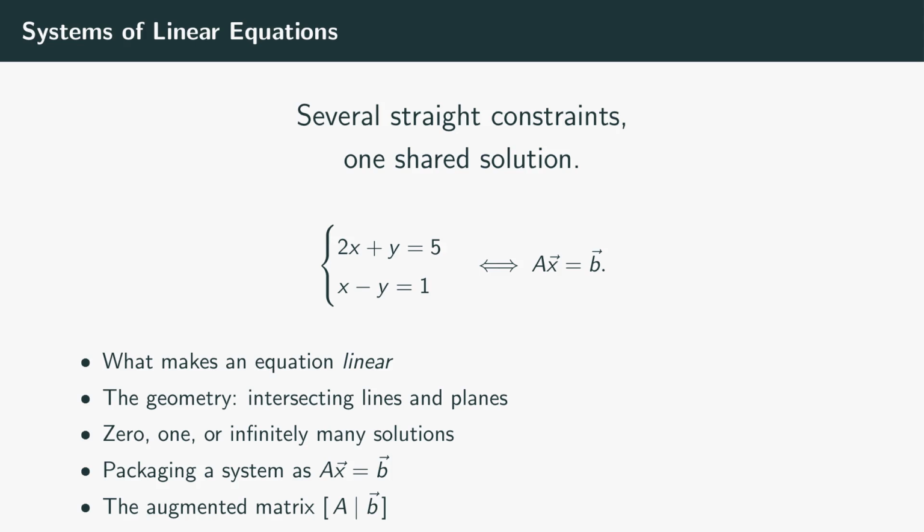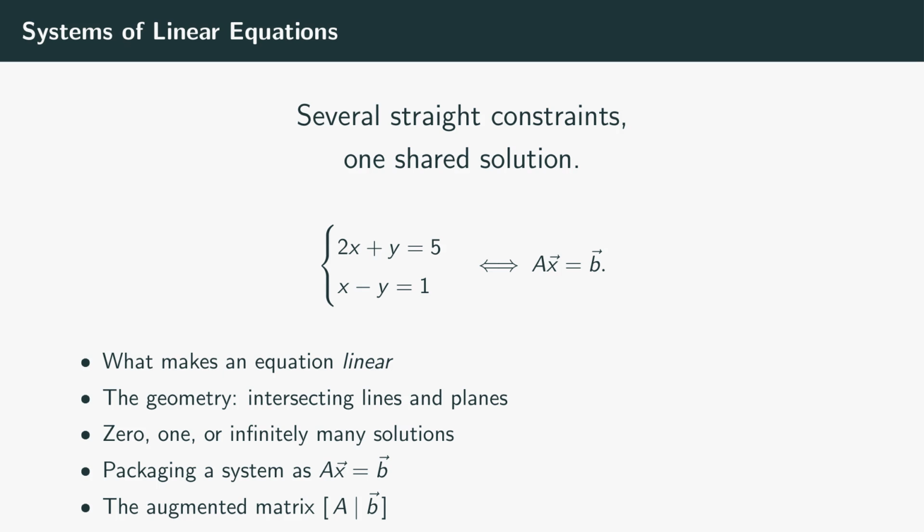Welcome back! We have spent the series so far on single vectors and the geometry of one line or one plane. Today we ask what happens when several constraints must hold at the same time, and that question, how do straight constraints combine, is the gateway to everything that follows in linear algebra. We will start by pinning down exactly what makes an equation linear, a clean weighted sum of unknowns with nothing curved. Then we look at the geometry, where each equation is a line or a plane, and solving the system means finding where they all meet.